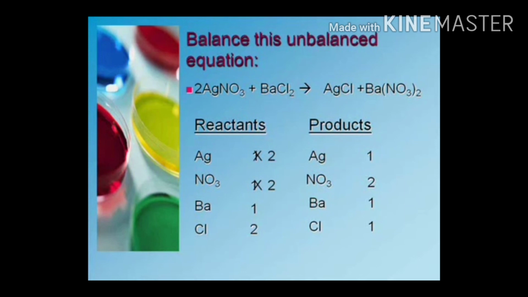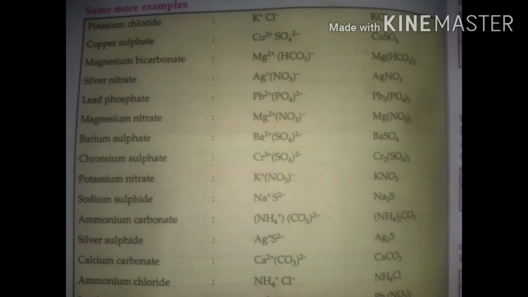And on the product side, we need to balance silver now. So we'll write 2 in front of silver chloride. When we write 2 in front of silver chloride, silver will now have 2 atoms and chloride 2. Now look at the equation. The equation is all balanced. Silver 2 on the reactant side and 2 on the product side. Nitrate 2 in the reactant and 2 in the product. Barium 1 and barium 1, and chloride 2 and chloride 2.